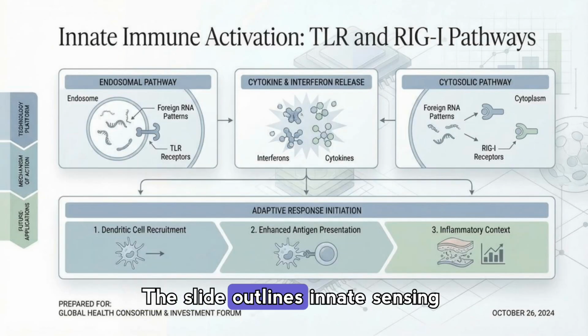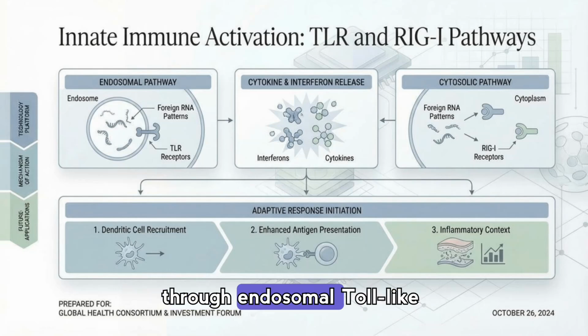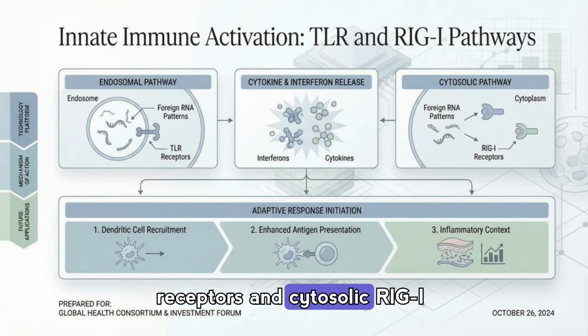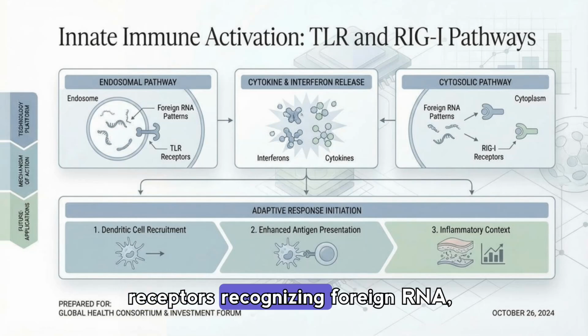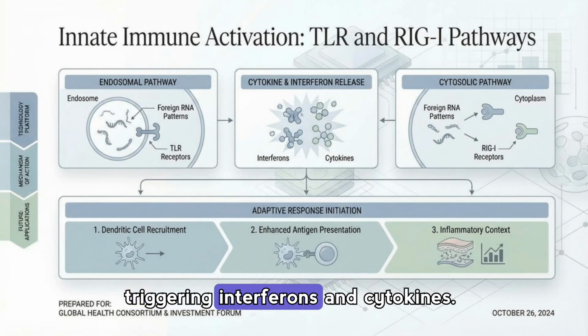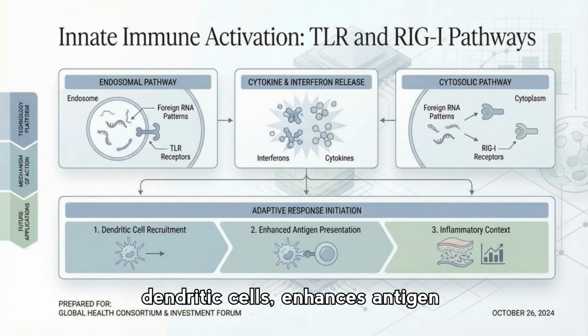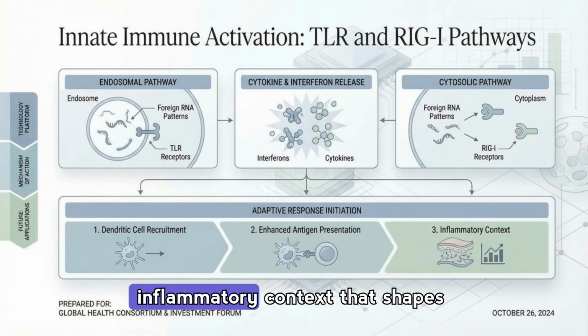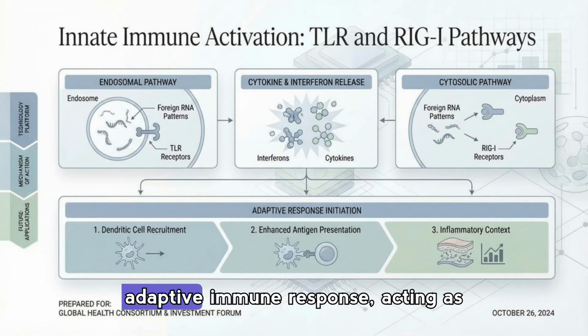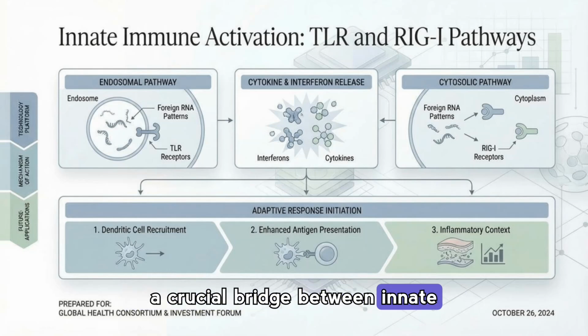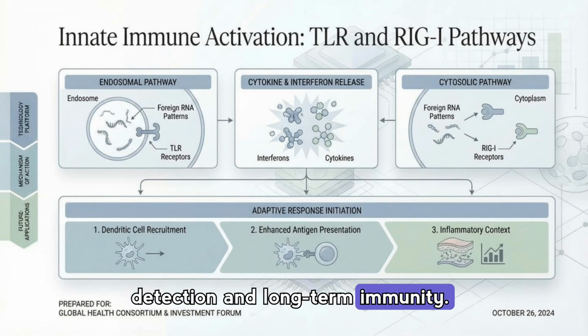The slide outlines innate sensing through endosomal toll-like receptors and cytosolic RIG-I receptors recognizing foreign RNA, triggering interferons and cytokines. That early signaling recruits dendritic cells, enhances antigen presentation, and creates an inflammatory context that shapes and strengthens the subsequent adaptive immune response, acting as a crucial bridge between innate detection and long-term immunity.